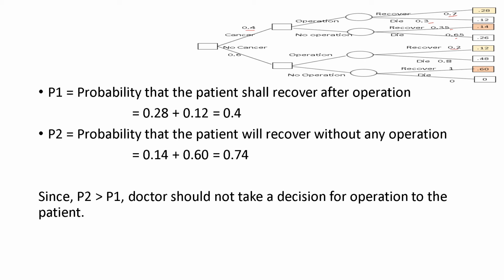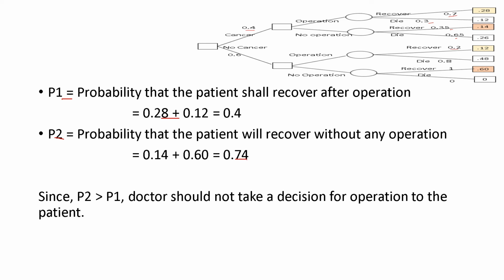For that, P1 is equal to the probability that the patient shall recover after operation. So that is 0.28 plus 0.12. This we got from the decision tree EMV values. The answer is 0.4. And P2 is the probability that the patient will recover without any operation. So for no operation, recovery, two chances are there, cancer and no cancer. So both the values, 0.14 plus 0.60, and you will get 0.74.